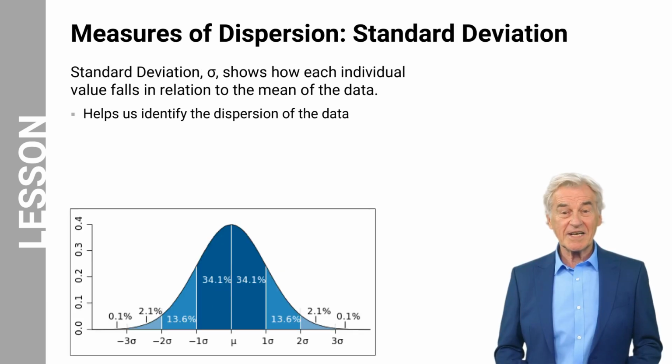The standard deviation of a data set describes the spread of the data within the distribution. Because of how it is calculated, the standard deviation shows how each individual value falls in relation to the mean of the data. The standard deviation helps us identify the dispersion of the data.